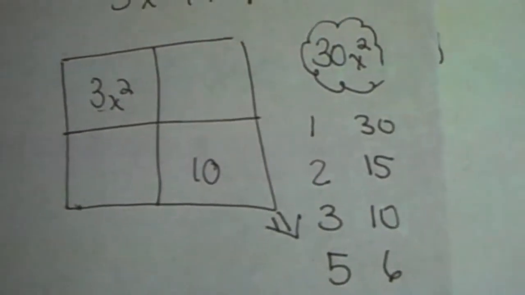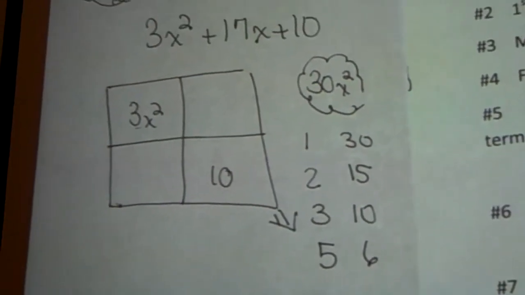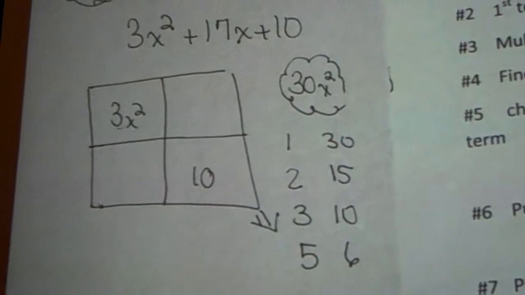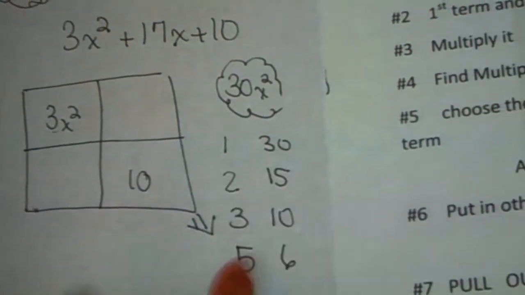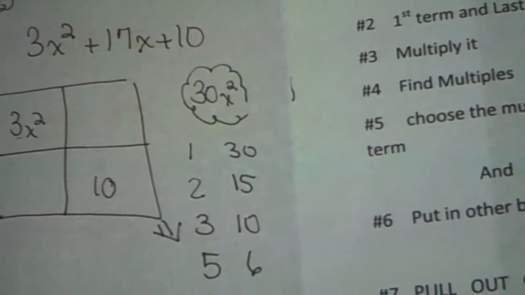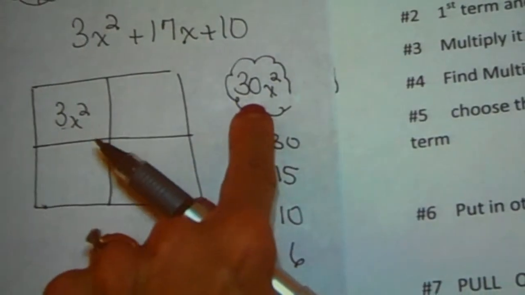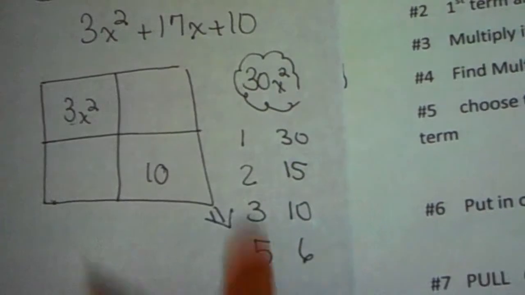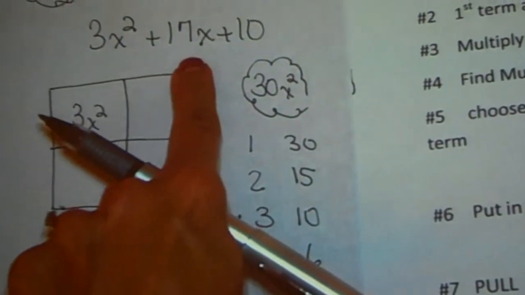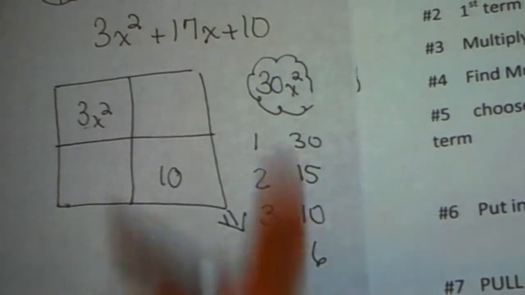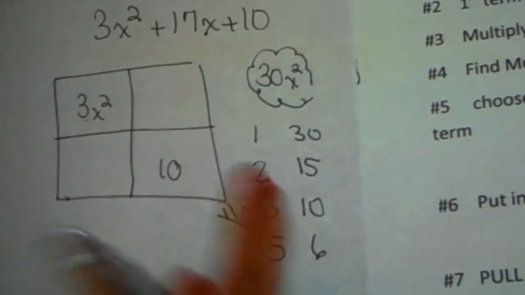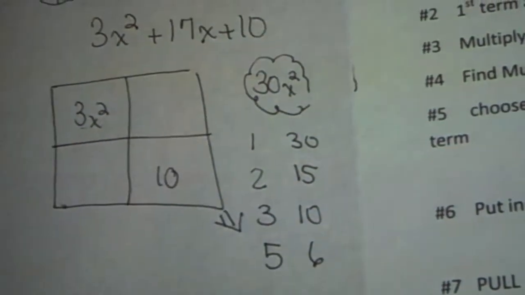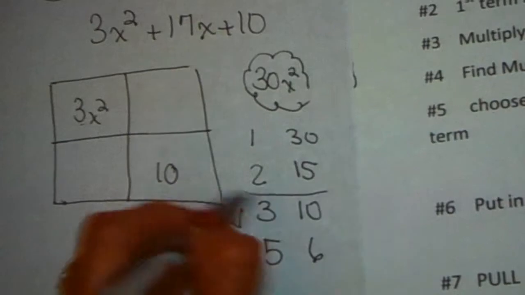Step 5 is a biggie. Step 5 says you have to choose some multiples. One of these multiples multiplies out to the multiply term and has 2 jobs: it must add to the middle term. So which one of these multiplies to 30 and also adds to the middle term, which is 17? 2 and 15. Very good. Circle it.